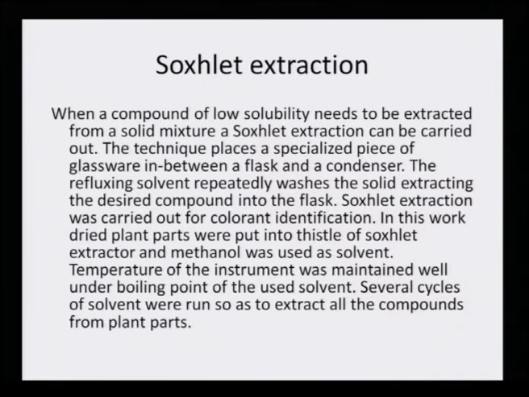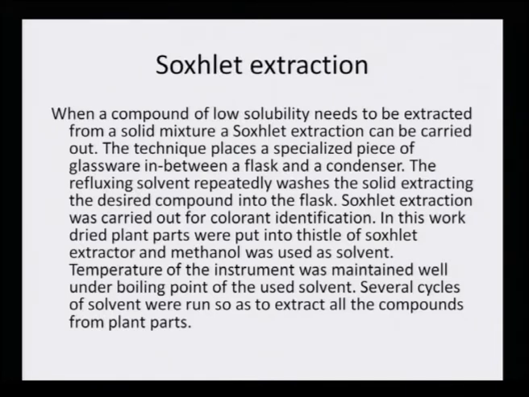When a compound of low solubility needs to be extracted from a solid mixture, a Soxhlet extraction can be carried out. So, that means solid plant material can be wrapped up, and with the help of an appropriate solvent, the dye can be extracted. The technique places a specialized piece of glassware in between a flask and a condenser. The refluxing solvent repeatedly washes the solid, extracting the desired compound into the flask.